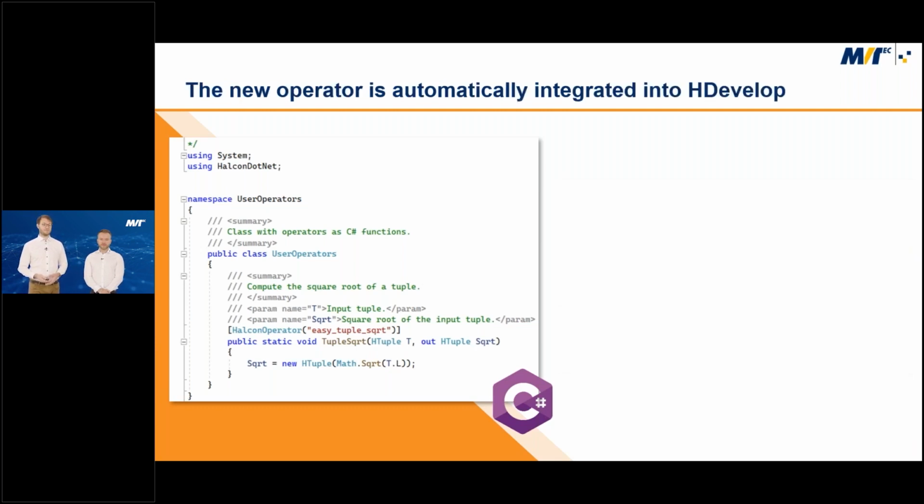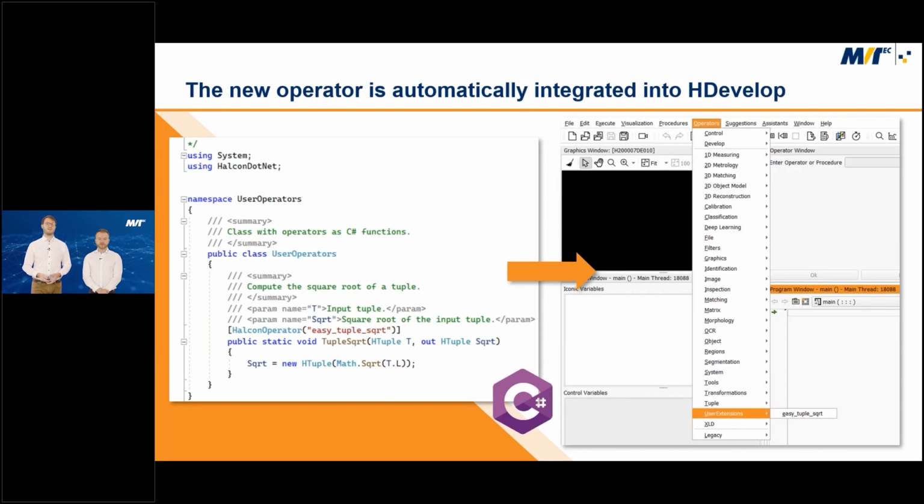And this new operator that you then defined and compiled with this sort of script is automatically integrated into HDevelop. And you can find this under Operators, User Extensions, and then here the easy tuple square root. So already in your HDevelop, it's just ready to use.